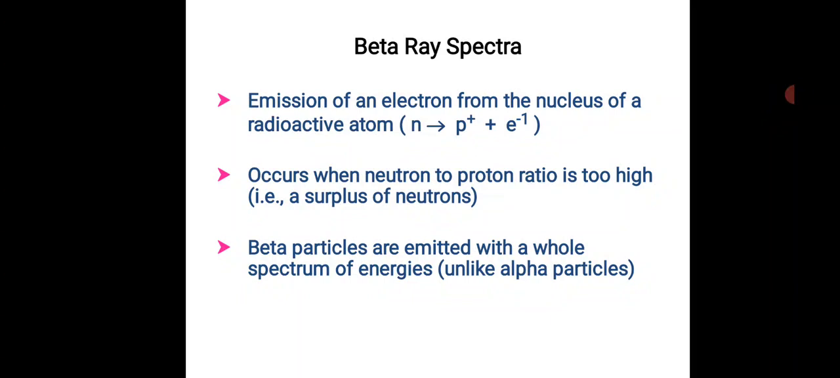When a neutron is bombarded or interacts with any other radioactive nuclide, it undergoes disintegration decay, which gives a positively charged proton and also a negative charge. This occurs when the neutron to proton ratio is very high because of the increase of neutrons. Beta particles are emitted with a whole spectrum of energies, like alpha particles, which are positively charged. An alpha particle, for example, is a helium nucleus, 2He4.